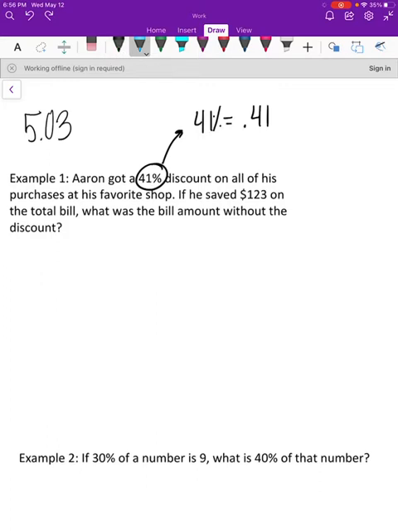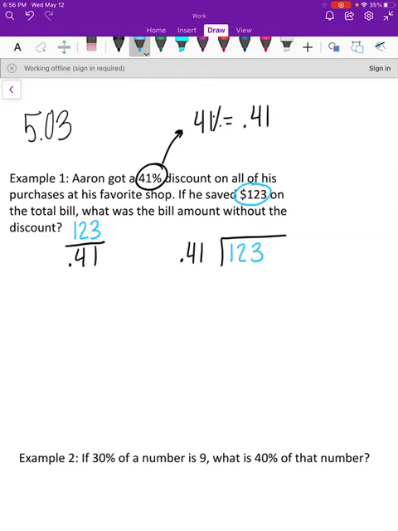So the other thing we need to know is he saved $123. So if we want to know how much he paid to begin with, we're going to take 123 and divide it by the 41% off. And that's going to tell us how much he paid to begin with before the discount. So we're going to do this by hand. So 0.41 goes on the outside, and 123 goes on the inside.